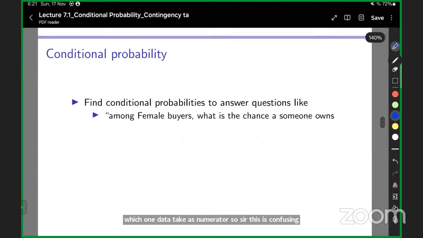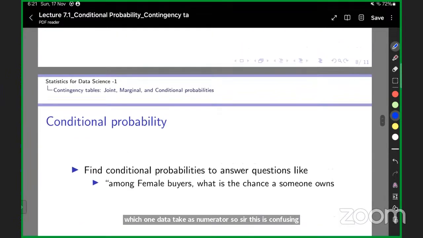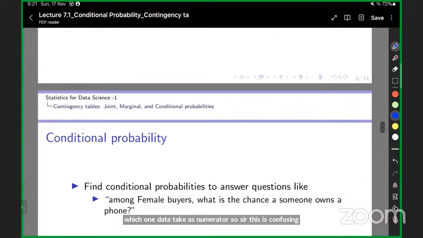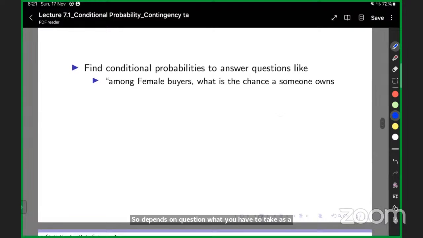So next is conditional probabilities, and same thing: depends on the question what you have to take as, let's say, the denominator.